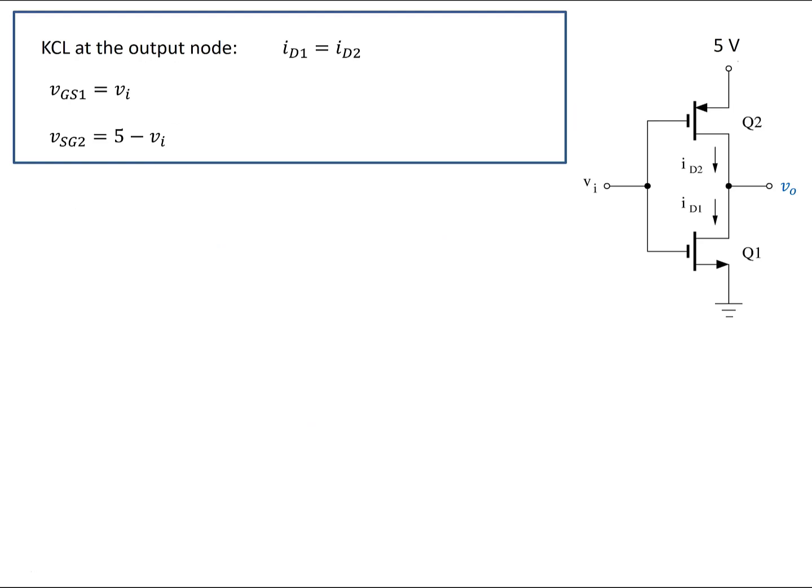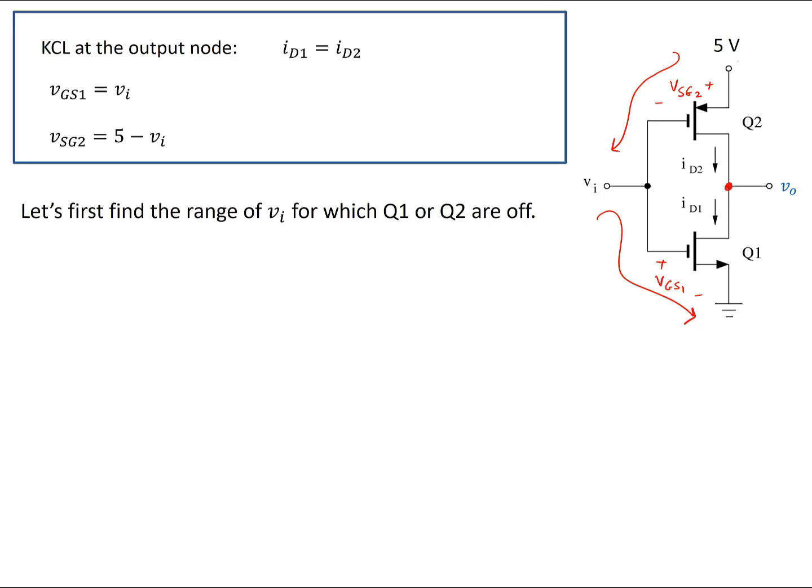Here is our circuit. I wrote the KCL at the output node, because nothing is connected to the output of this circuit. ID1 and ID2 are equal, and this is the source to gate voltage of transistor 2, which is a PMOS transistor, and this is the gate to source voltage of transistor 1, which is an NMOS transistor. So I wrote 2 KVL, one for the top loop and one for the bottom loop, and from the bottom one, VI is equal to VGS1, and from the top loop, VSG2 equals 5 volts minus VI.